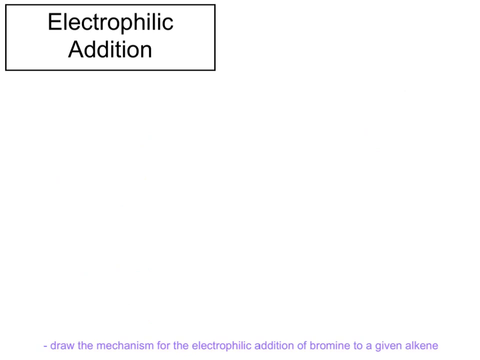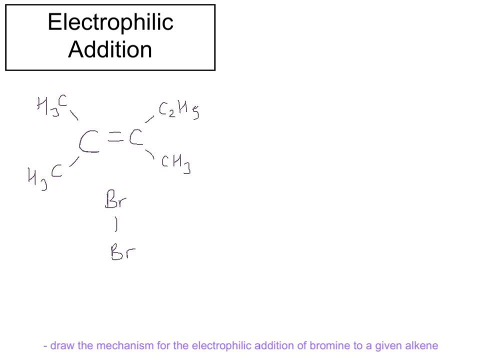Finally, we're going to look at the reaction of bromine with an alkene, with electrophilic addition. So I'm going to look at the following alkene this time. It's got an ethyl group, a methyl group. I'm going to have two methyl groups on this side, just to make a point that I want to make a bit later. And then we've got bromine, so we've got Br attached to Br.